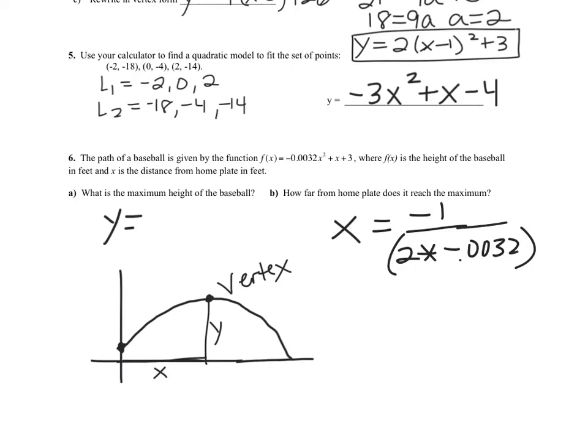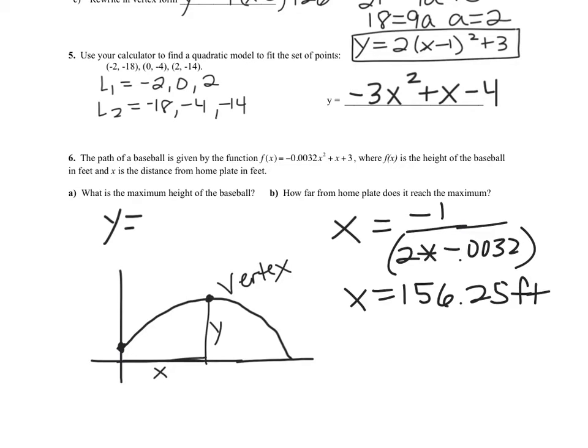Did you plug it in already? Put parentheses around the bottom. What'd you get? 156.25 feet. So that's how far it is away from home plate. What's a home run? Like 500 feet? 400, depending on what ballpark you're in. They're all different. That's so weird about baseball.